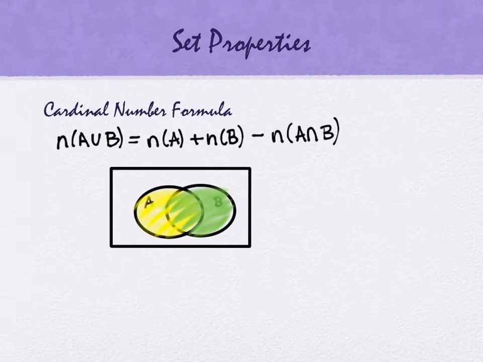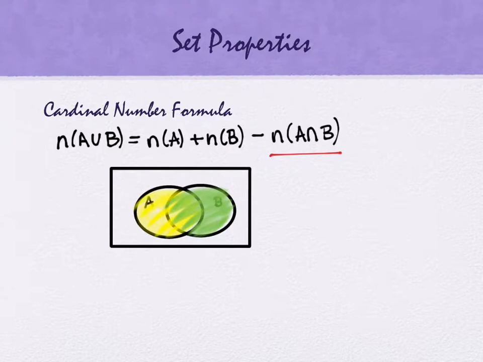And what happened when I did that? I double shaded the intersection, right? That's why I'm subtracting it off at the end, because I counted it twice. I counted it when I colored it in yellow, and I counted it when I colored it in green. So I've counted it twice. I have to remove it one of the times to remove my double counts. So that's where that's coming from.